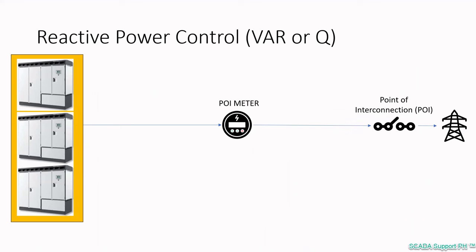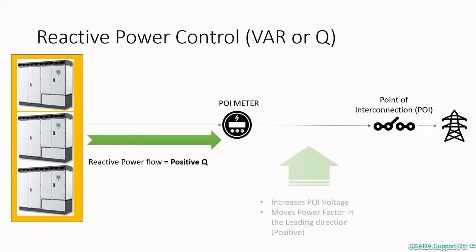When we talk about reactive power controls, we need to understand how reactive power flows in the PV power plant and its effect on grid parameters. Using the measurement at the point of interconnection or site level meter, we can see the reactive power generation of our inverters. If the inverters are generating reactive power or VARs and pushing it to the grid, here's what's happening.